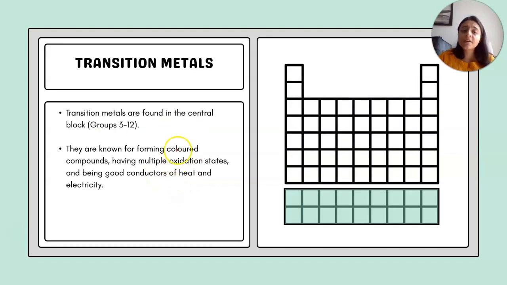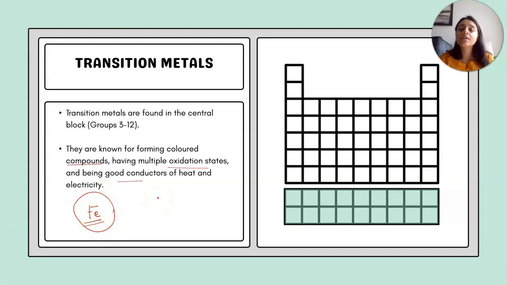Then the transition metals, lanthanides, actinides, they are known for forming colored compounds, having multiple oxidation states and being good conductors of heat and electricity. As I have already told you, transition metals show properties of both metals and non-metals. Metals, as they show the property of conducting electricity, and the colored compounds show that they can show non-metal properties as well. And the most common example of the transition metals is iron.